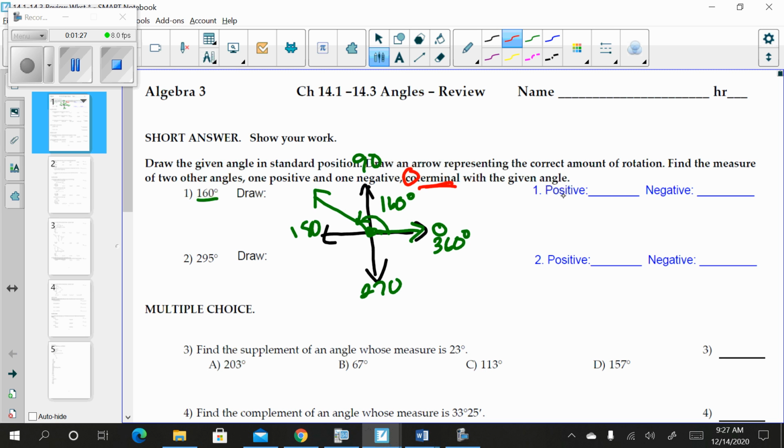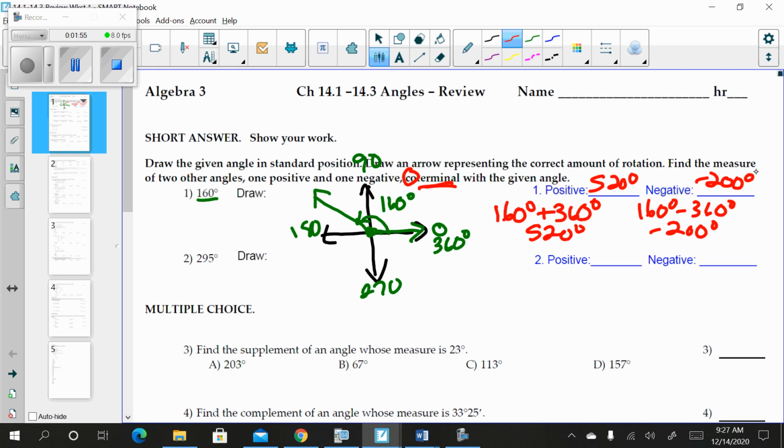So if you want to find a positive coterminal, you would take your angle measurement and add 360. Because 160 is an easy angle to work with. It doesn't take too much to do that. So if we add that together, we get what, 520 degrees? If you want to find a negative angle, we can go the other direction. So we can subtract 360. And that's going to give us an angle that's negative. Sometimes you might have to add or subtract more than once to be able to get an angle that's positive or negative. You can do it as many times as you want.